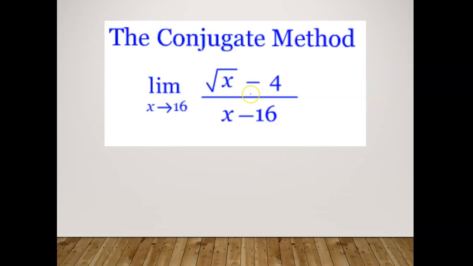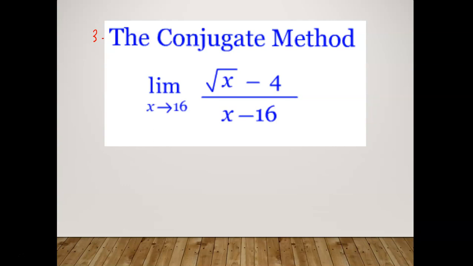What is the conjugate method? This is number 3. Usually we apply the conjugate method when we have a function that has a square root inside. Because we want to remove that square root, we have to multiply with its conjugate.